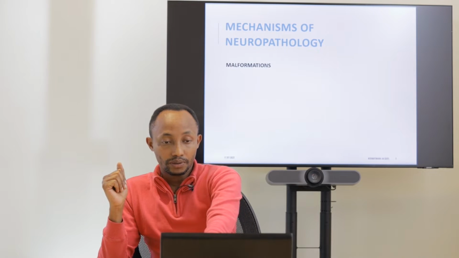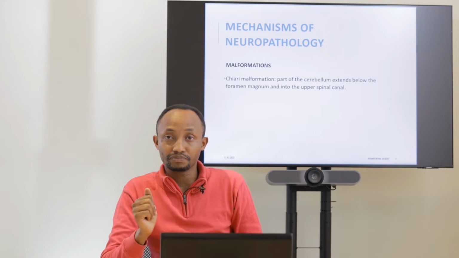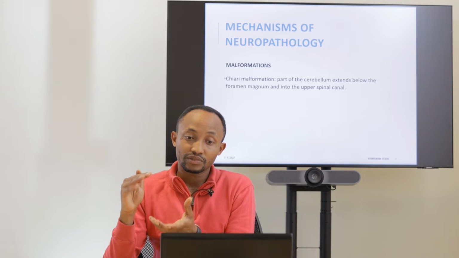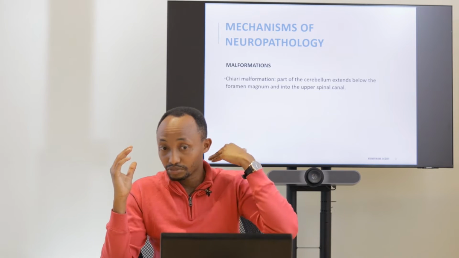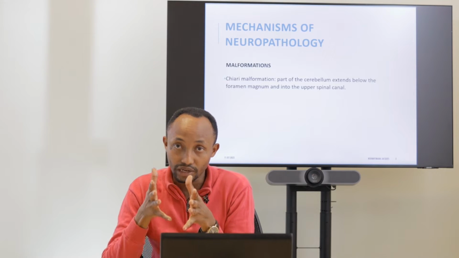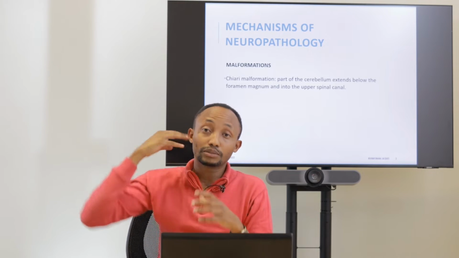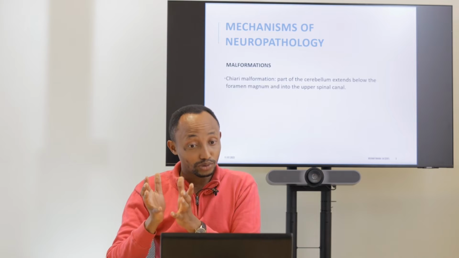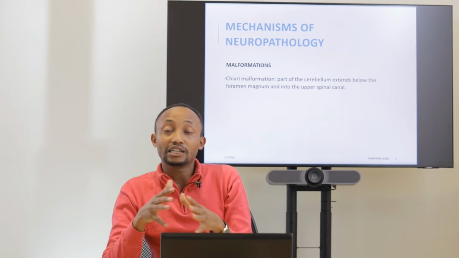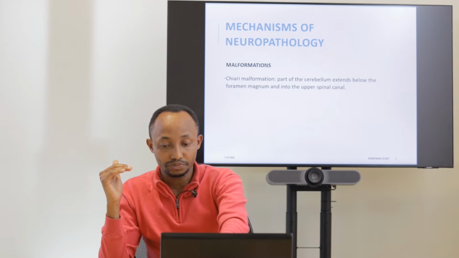So one of the malformations is what we call Chiari malformation. This one is where part of the cerebellum, think the cerebellum is the lower part of the brain, extends below the foramen magnum and into the spinal canal. It actually herniates. If it herniates, it blocks the foramen magnum, and through that magnum is where the cerebrospinal fluid flows. It can lead to hydrocephalus, which we are going to talk about.